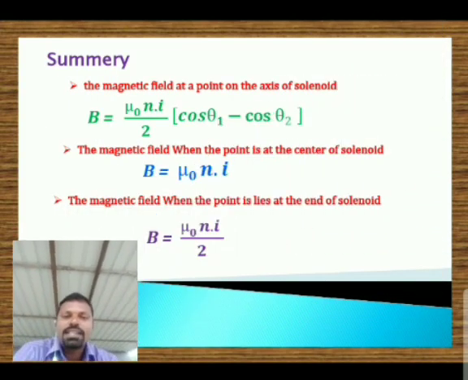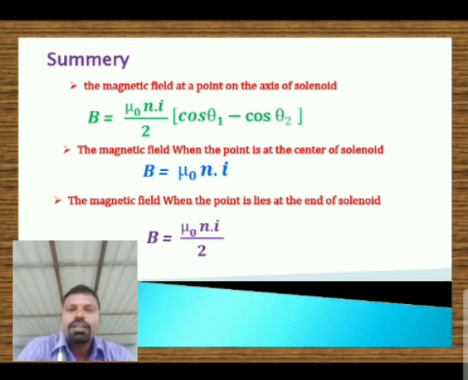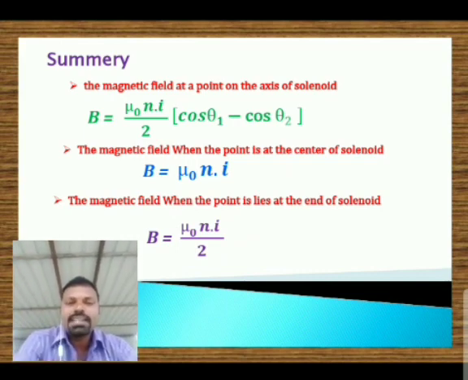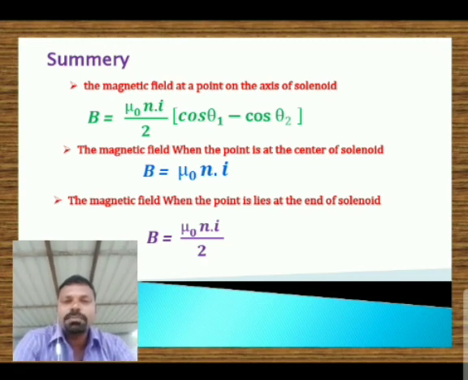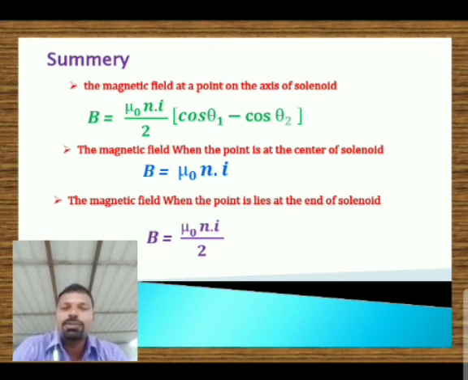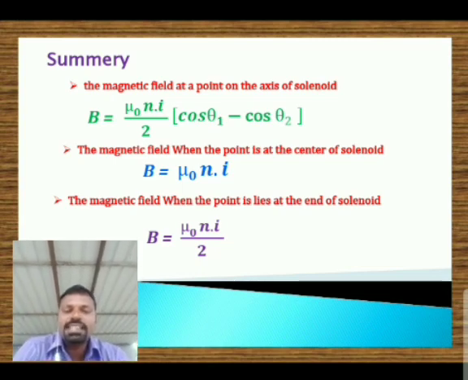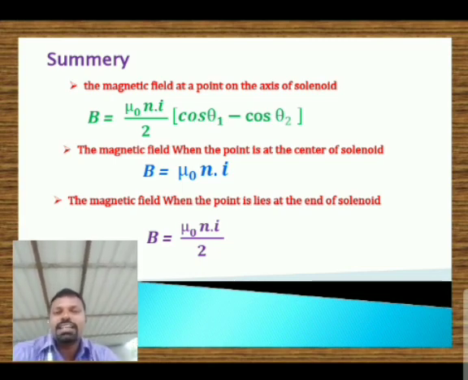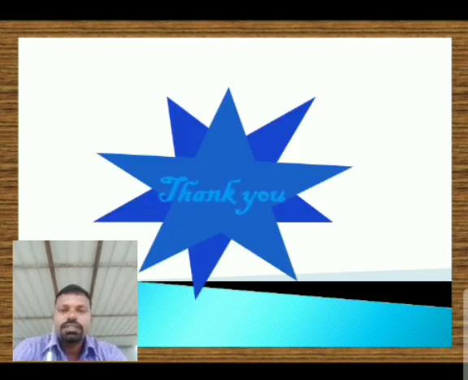Now finally, the summary of my class. We discussed the Biot-Savart law, and using the Biot-Savart law, we derived the equation for the magnetic field at a point on the axis of the solenoid: B is equal to mu naught nI by 2 into cos theta 1 minus cos theta 2. Two special cases were also discussed. If the point is at the center, then the magnetic field is mu naught nI. If the point is at the end, then B is equal to mu naught nI by 2. Thank you.